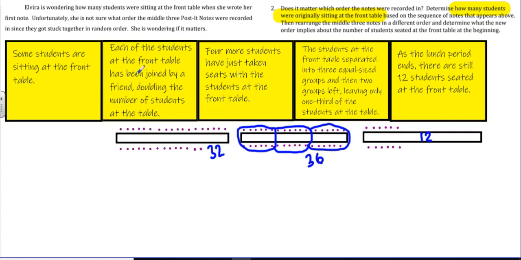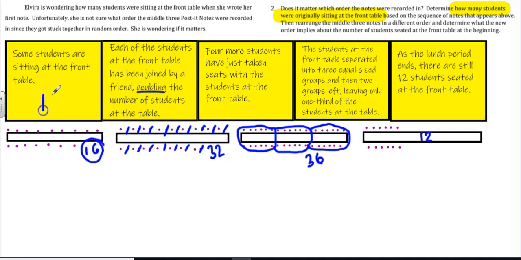Each of the students at the front table has been joined by a friend, doubling the number of students at the table. All right, so then that would be 16, because if it's doubling, that means we'll just have to divide it by 2, so every other student wasn't sitting there. So these are the students that join. And so our answer to this question would be 16.